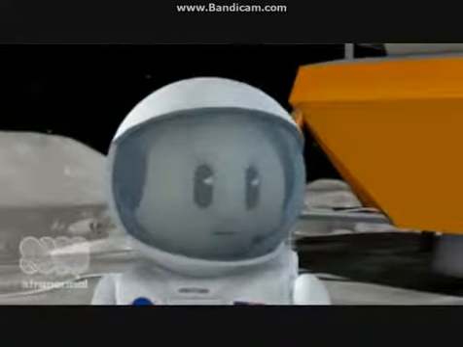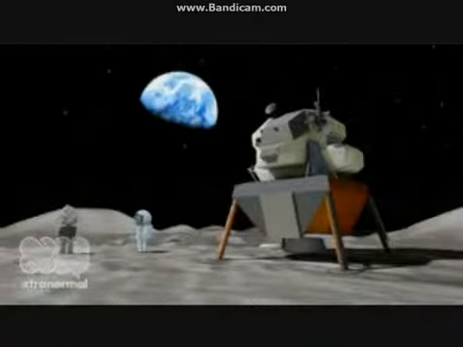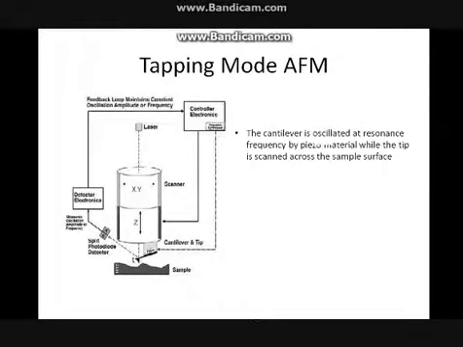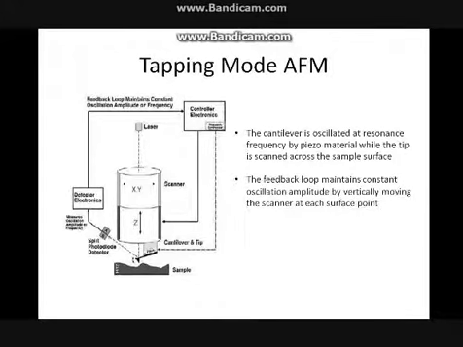Okay. So how about the tapping mode AFM? For tapping mode, the cantilever is oscillated at resonance frequency by piezo material while the tip is scanned at each surface point. The resonance frequency or the resonance amplitude changes according to van der Waals attraction between the tip and the sample. The feedback loop maintains constant oscillation amplitude by vertically moving the scanner in the Z direction at each surface point. From the change in the vertical position of the scanner, we can extract topographic information about the sample surface.